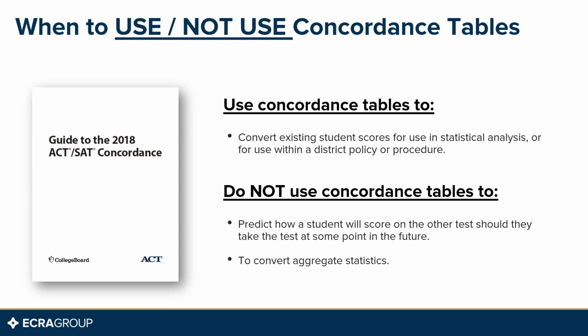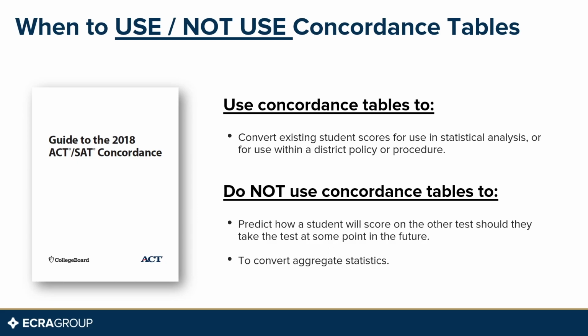But what you can't use concordance tables for is to predict how a student will score on the other test should they take the test at some point in the future. So once we get to a use case about what do we predict a student will get on the ACT at some point in the future, a year from now, 2 years from now, 3 years from now, concordance tables are not going to be useful.